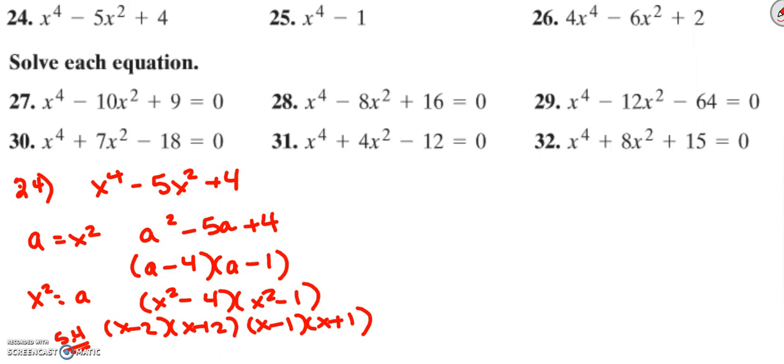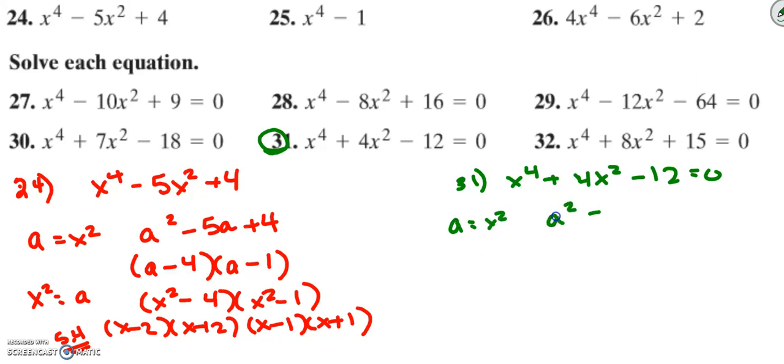That's it. Okay. Now for number, let's say, 31. So we have x to the 4th plus 4x squared minus 12 equals 0. The first thing I'm going to do is what I did for number 24, and that is I am going to substitute in a for x squared so that I have a quadratic function that I can then factor. So for a equals x squared, that's going to give me a squared plus 4a minus 12 equals 0.